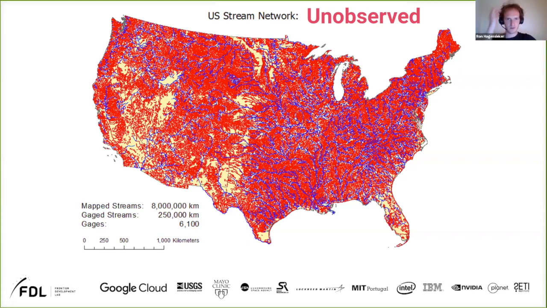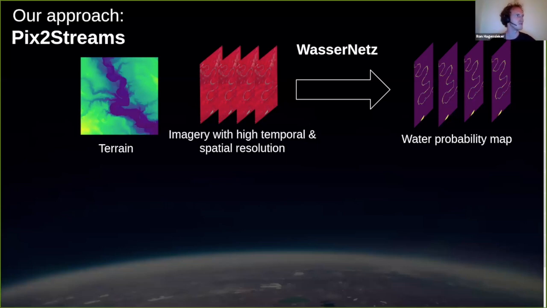In the next section, we outline the data and methods that we have used to go from the satellite images to water detection. So basically, we have this approach. I will go into more detail later on what the Wassernetz is.